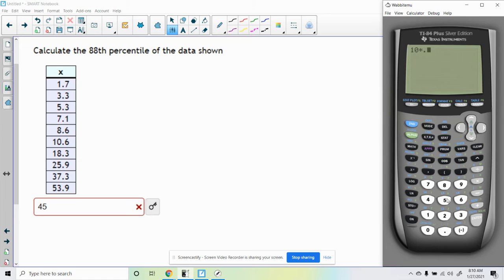times 88%. So I get 8.8. So the 8.8th, that's a thing, box would be the 88th percentile. But there is no 8.8th box. So we actually have to take that number and round it up. So 8.8.